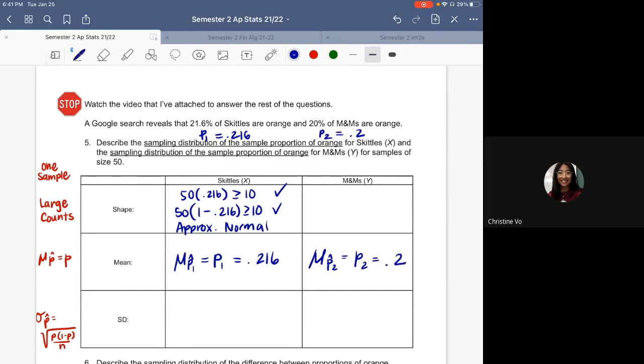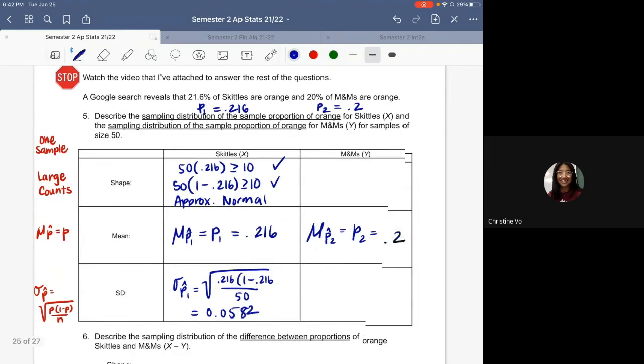Okay, so pretty straightforward. And then lastly, the standard deviation of p hat sub 1 is going to be the square root of 0.216 multiplied by 1 minus 0.216, divided all by our sample size. The value that I get out of there is 0.0582. Okay, and then for the M&M side, you guys can fill out the normal part. You guys can also fill out the standard deviation part.